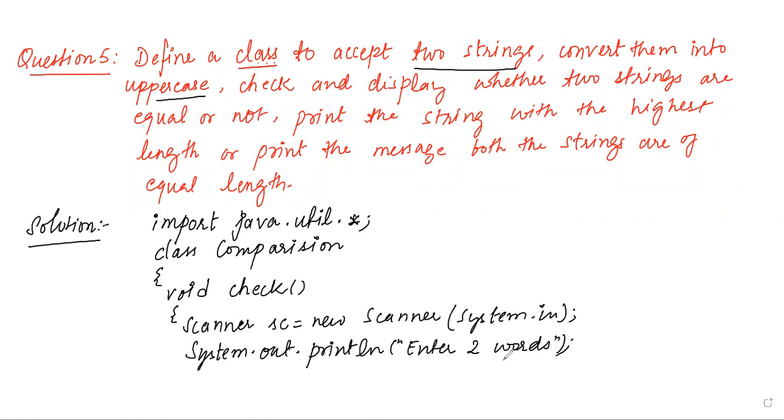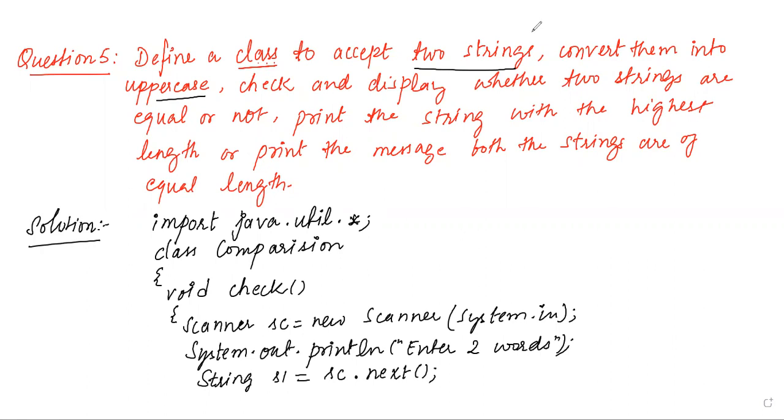After entering the message to enter two words, you will take two variables of string type, two objects, you can say. S1 equals, you will write the object name scanner dot next. Next is a function which takes only one word. As soon as the space is entered, it will terminate there, extract that first word and store it into S1.